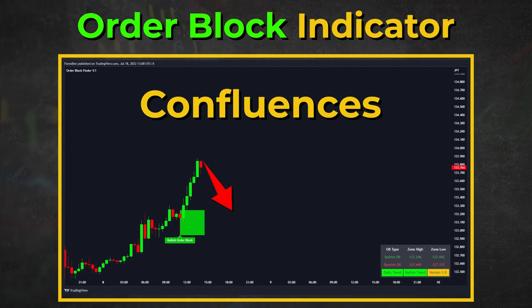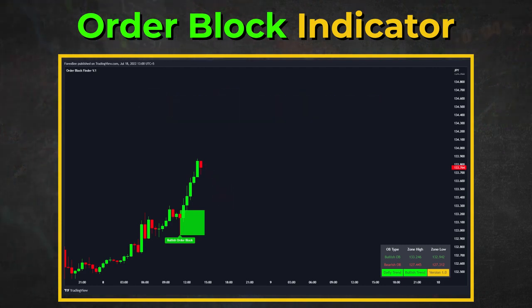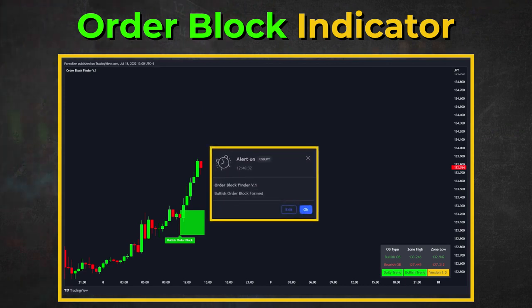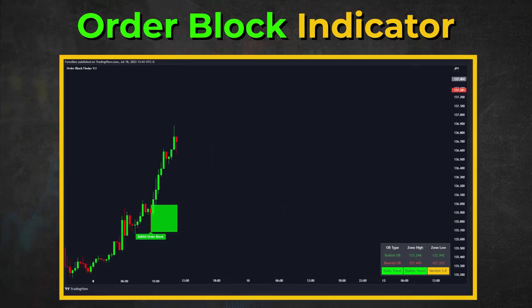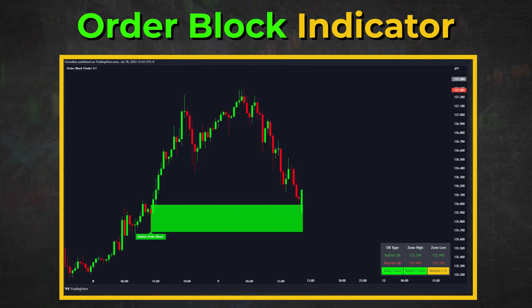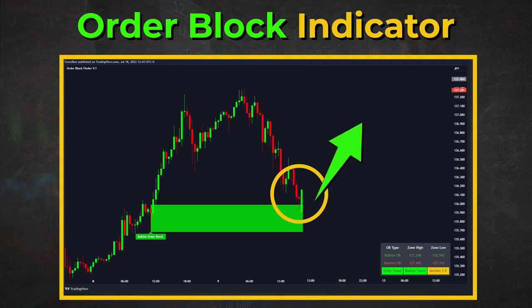Here on the chart, we can see the indicator has detected an order block zone. So as soon as the zone formed, the indicator gave us this alert. Now we can click on this alert and go to the charts. So once we are on the chart, we will wait for the market to come back to this order block zone. And when the market reaches this zone, we should get ready to see if there is formation of any candlestick pattern that indicates the reversal of trend at this zone.